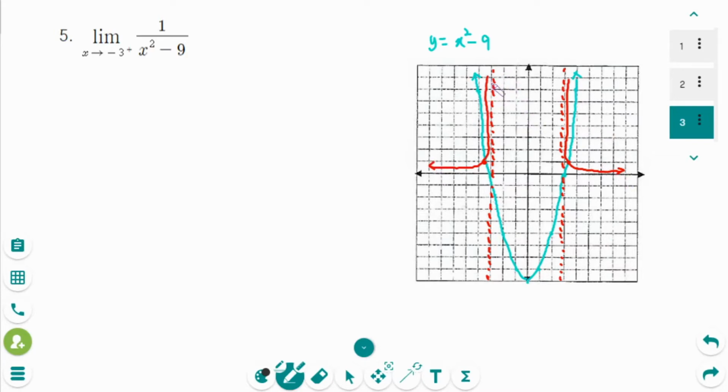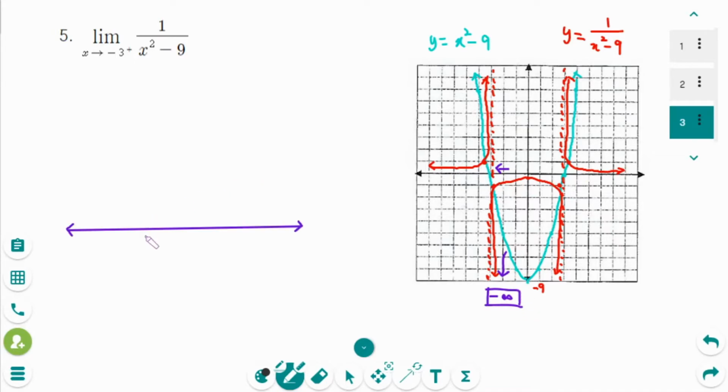Another one. This minimum is minus 9, so it's 1 over minus 9, maybe here. And then minus 1 and minus 1 is not changed. And then the graph is like this, and another side. So that one is the y equals 1 over x squared minus 9 graph. When x approaches minus 3 from the right side, like this, the graph goes down without boundaries here. So the answer is minus infinity.